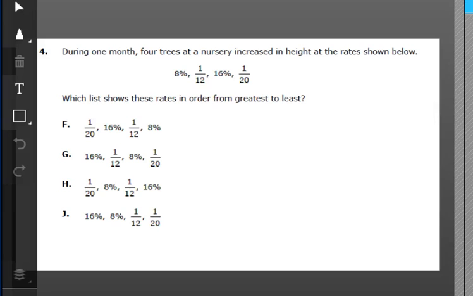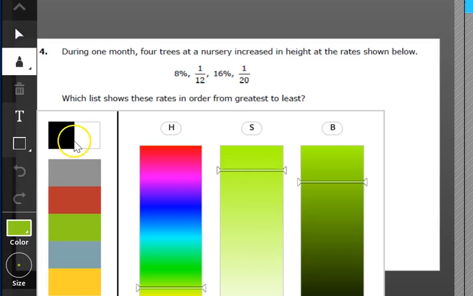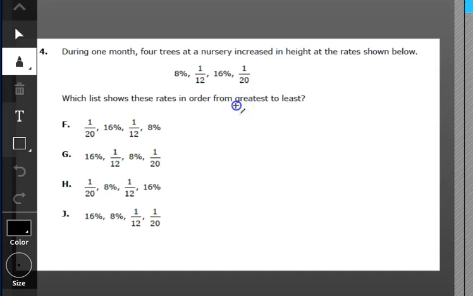Number 4. During 1 month, 4 trees in a nursery increased in height at the rates shown below: 8%, 1/12, 16%, and 1/20. And we want to list these rates in order from greatest to least. All right, again, focusing in on the greatest to least.